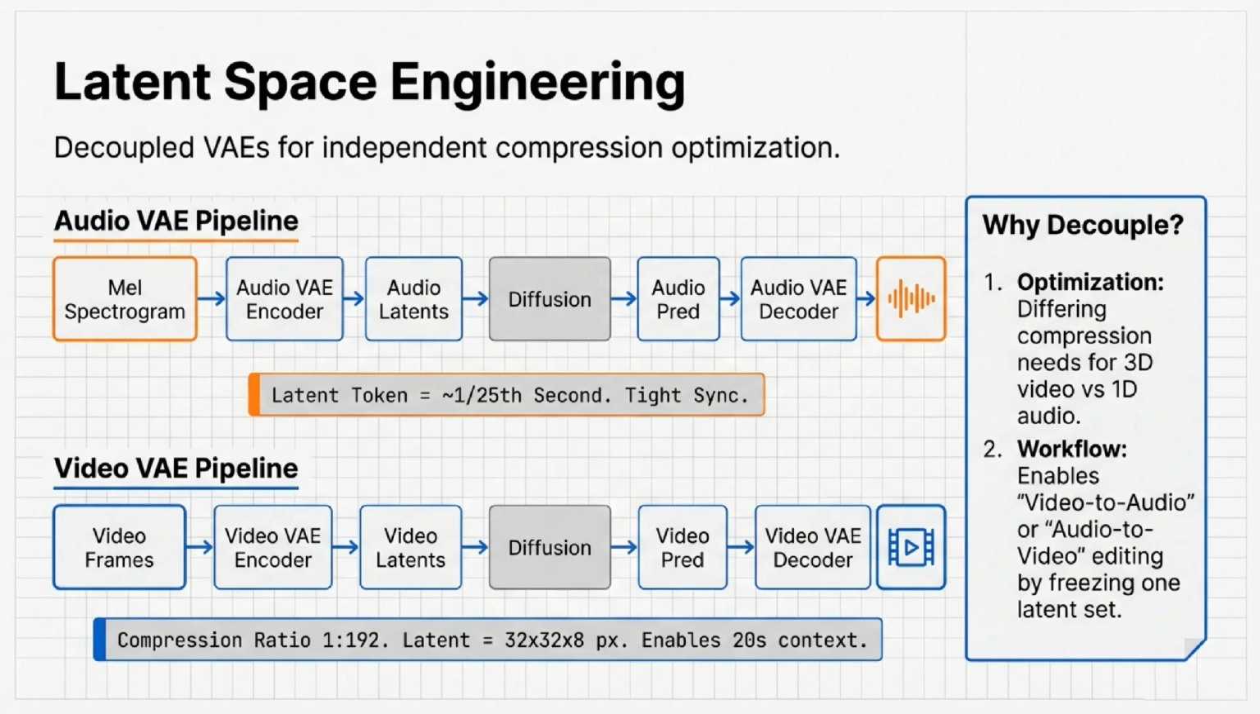For compression, the team deliberately chose decoupled VAEs. Why separate them? First, optimization. Video requires 3D compression, while audio is 1D. Their physical needs are different. Second, workflow. By keeping the latent spaces separate, this architecture enables advanced editing workflows. You can freeze the video latents to perform video-to-audio generation, or freeze audio to regenerate the video. The video VAE achieves a compression ratio of 1 to 192, which is key to enabling that massive 20-second context window.